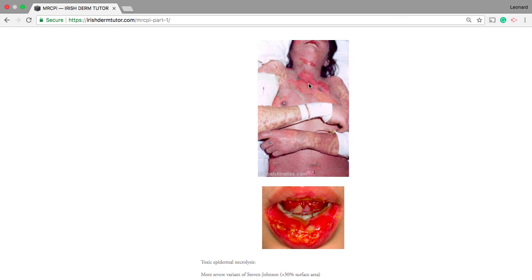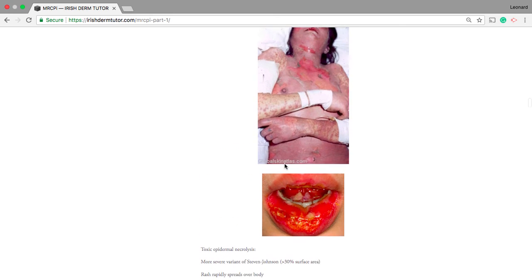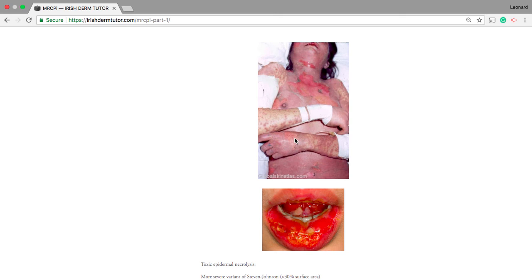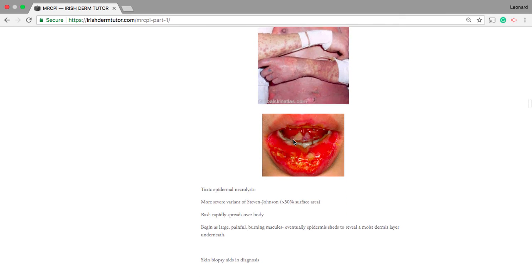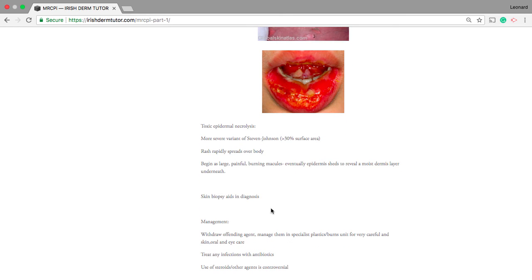So here we see a lady that's got severe rash, and you can see there's marked desquamation of the skin there, and she's quite unwell. This would show also a thing called Nikolsky's sign. So if you were to rub your finger along this area here, the skin would just slough off. And here's oral involvement with erosions of the mucous membranes of the mouth. Now, skin biopsy aids in diagnosis. It will basically show full epidermal necrosis.